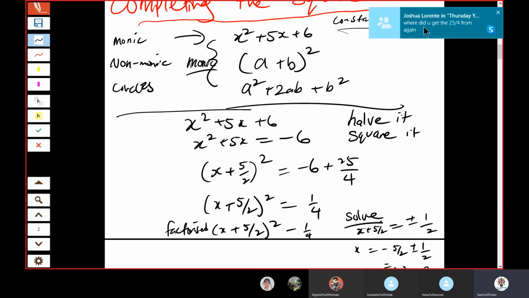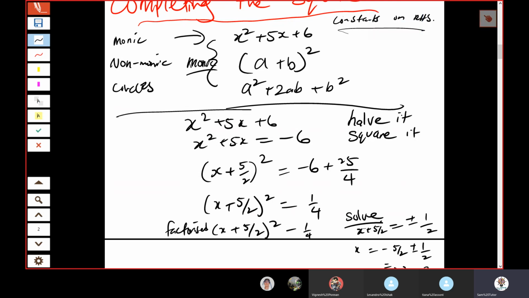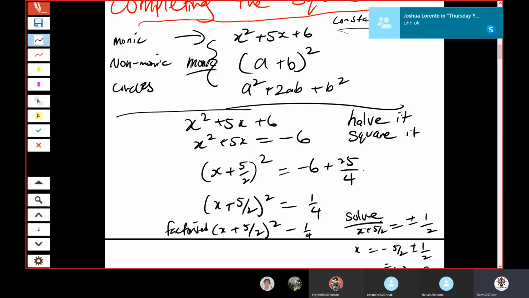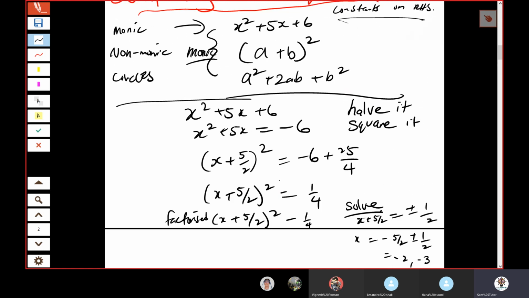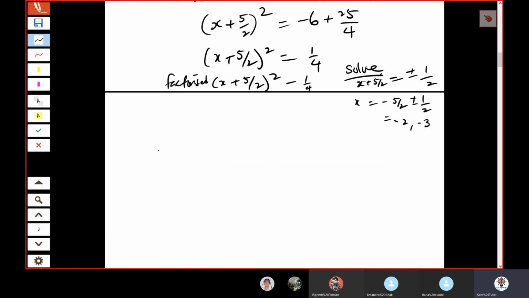Okay. Where did you get 25 on 4 from? Halve it, half of this. What's half of 5? 5 on 2. Square it. What's 5 on 2 squared? 25 over 4. That's it. That's the way it works. So half this, square this. Halve it, square it. Done. And that's pretty much the same concept for all of them, but let's try non-monic now.